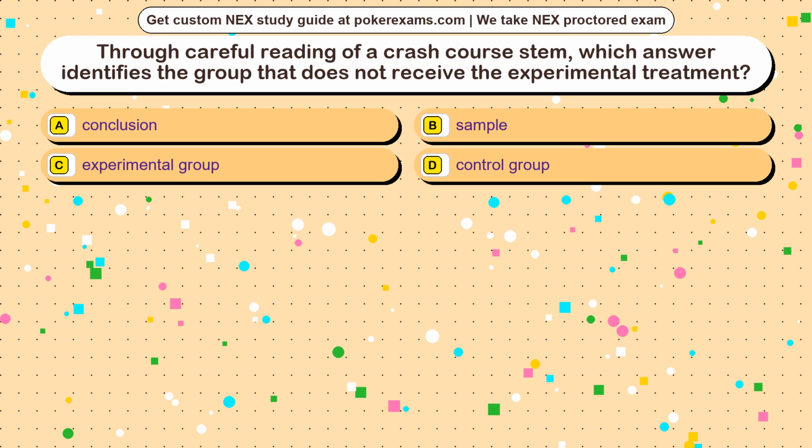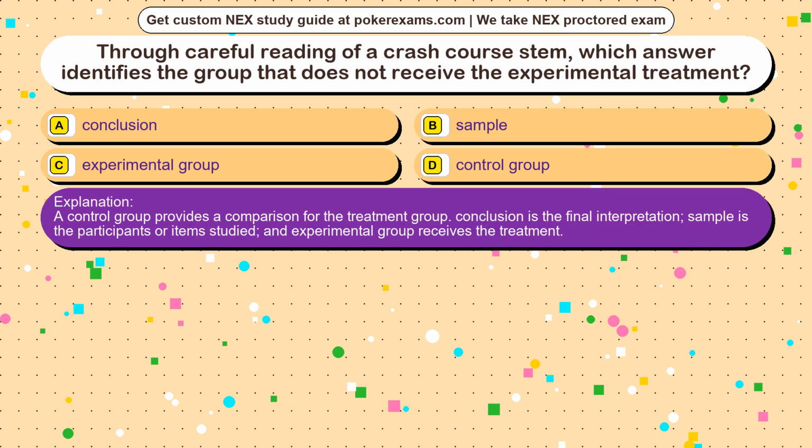The correct answer is option. A control group provides a comparison for the treatment group. Conclusion is the final interpretation, sample is the participants or items studied, and experimental group receives the treatment.